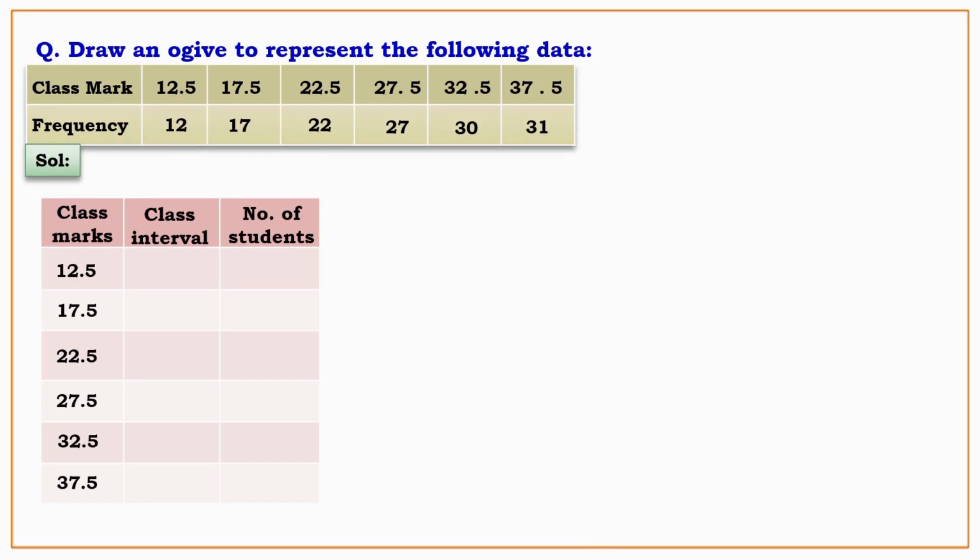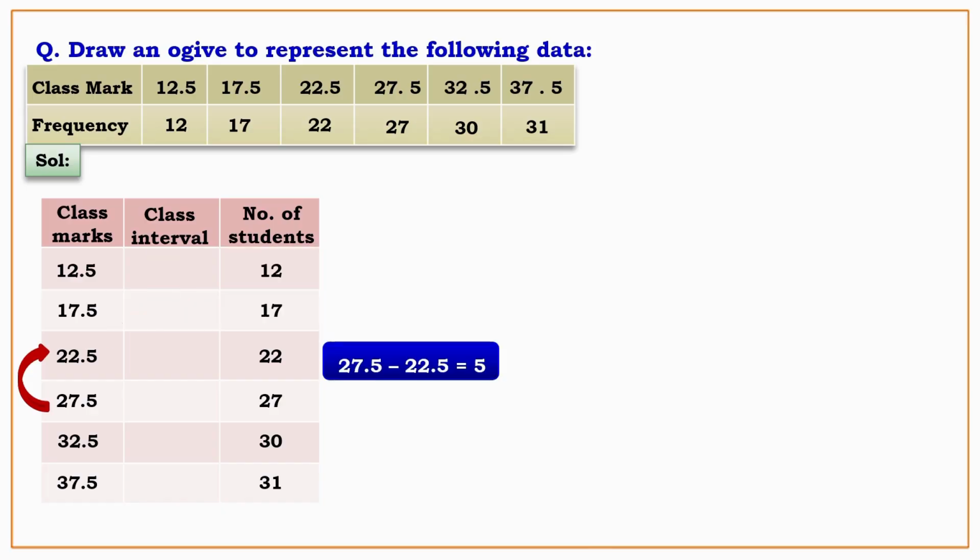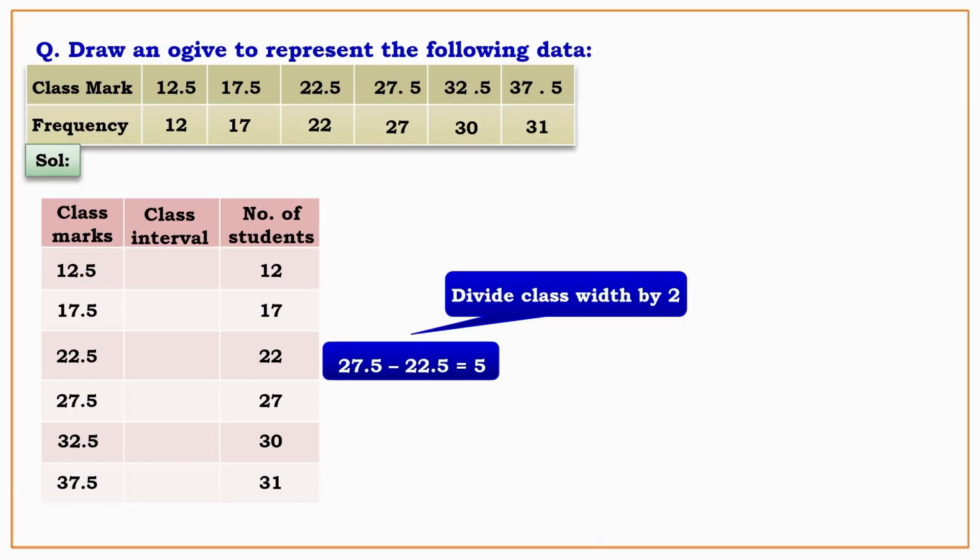First we will copy the class marks and also the frequencies. First find the class width by subtracting two consecutive class marks. Because we know that if we add the class width to a class mark, we get the next class mark. So if you keep on subtracting two consecutive class marks, we will get the class width, right? You can take any value. Here we have chosen 27.5 minus 22.5. So what is the class width? That is 5.